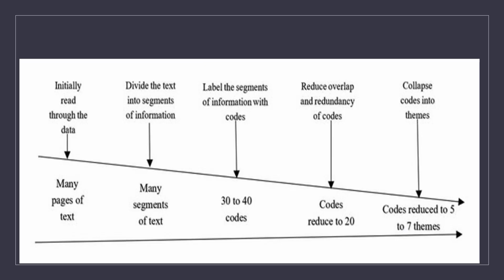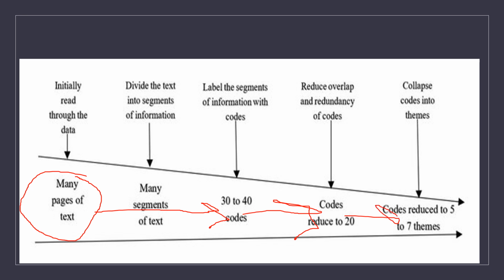Here we see another visual that you may find helpful, where the researcher has many pages of text on the left. They read through the data, they start to chunk the data. They got it down to 340 codes. Now they reduce that even more. Again, so recoding, coding and recoding. That's the name of the game. They got down to 5 or 7 themes. That is your goal across your data.